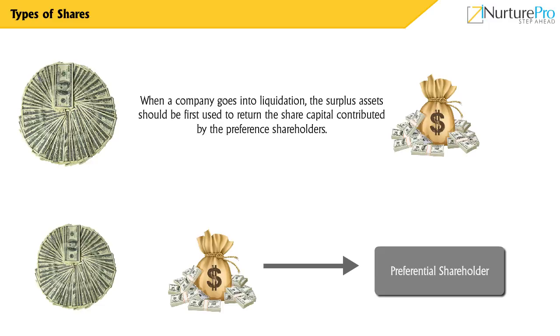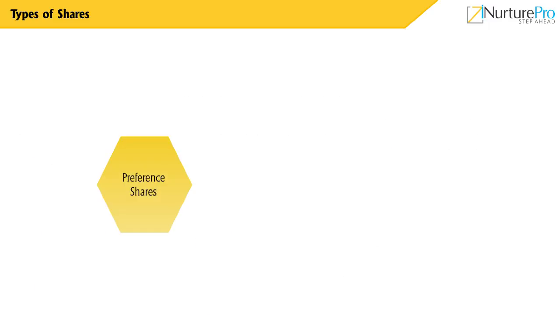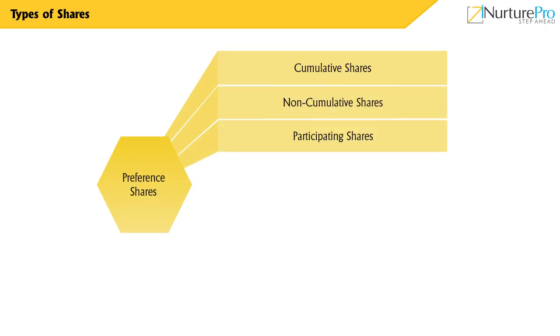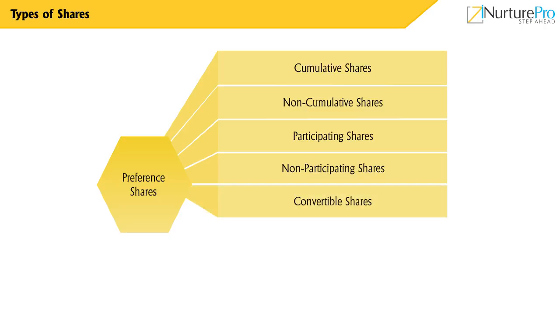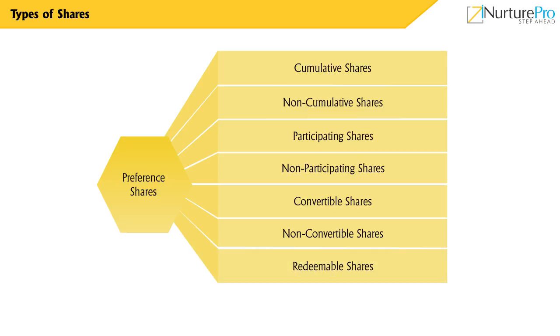the preference shareholders. Preference shares are further classified into the following types: cumulative shares, non-cumulative shares, participating shares, non-participating shares, convertible shares, non-convertible shares, redeemable shares, and non-redeemable shares.